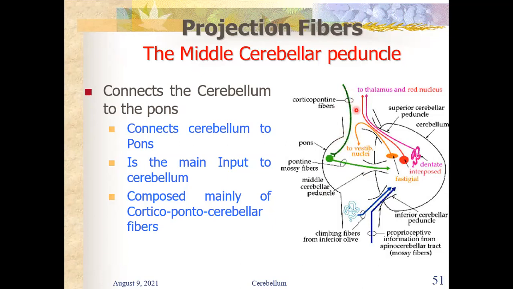So we have the corticopontine fibers, from the cerebral cortex, synapsing in the pons, and from the pons, moving into the cerebellum. So it is composed mainly of afferent fibers known as the corticopontocerebellar fibers, bringing motor information from the cerebral cortex.